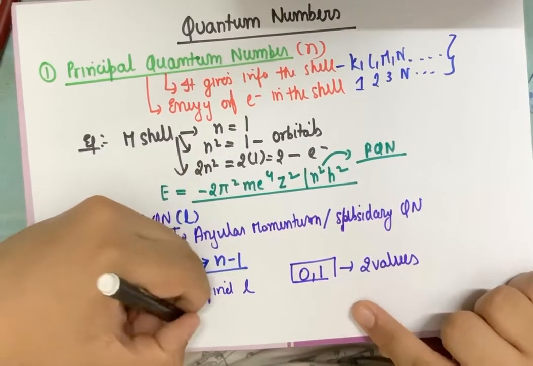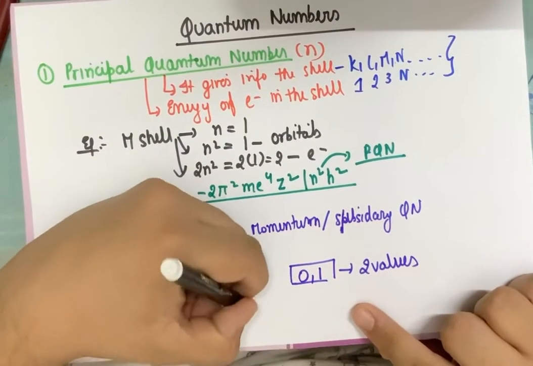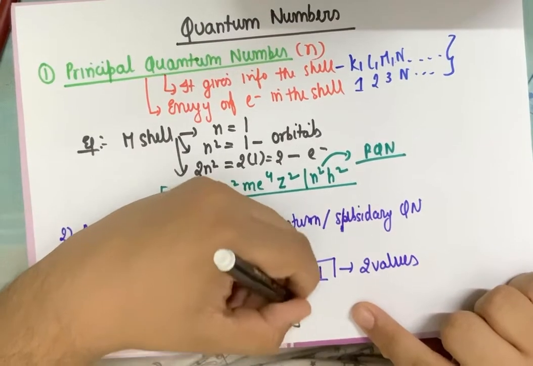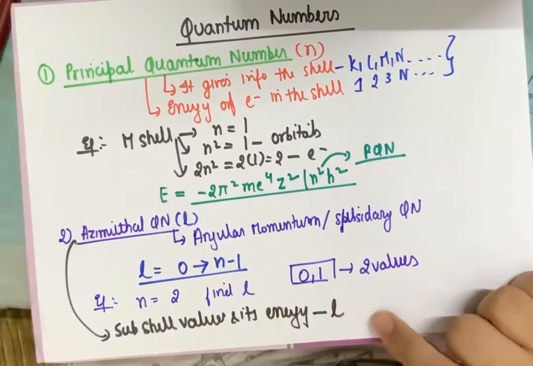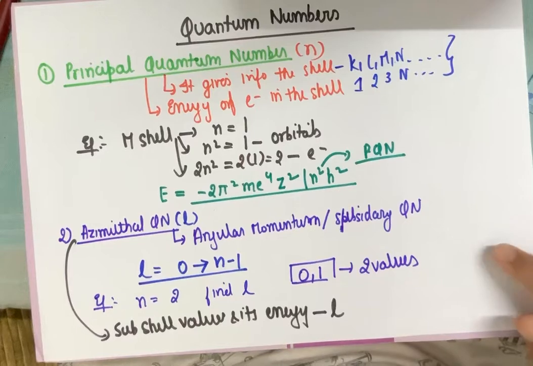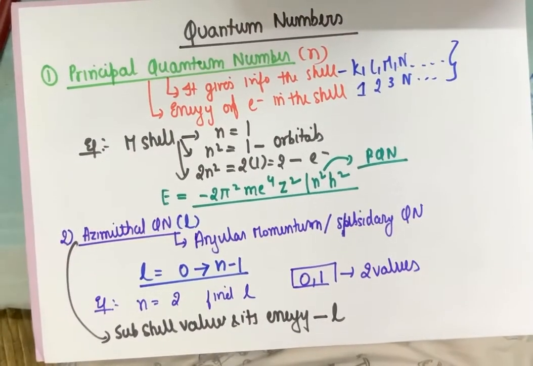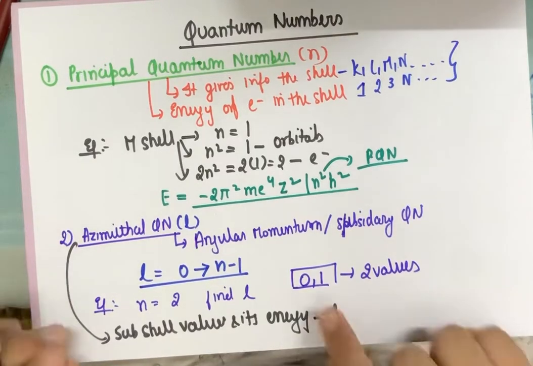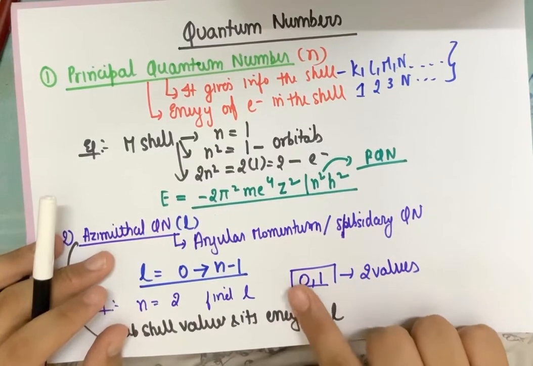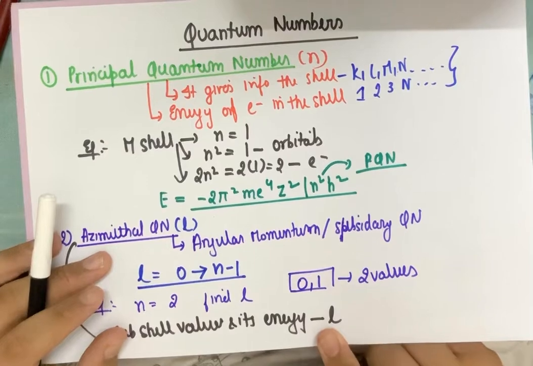The subshell value and its energy are given by the azimuthal quantum number. Hence, what we can derive is, if I have principal quantum number 2, I can have two subshells, which can be subshell 0 or subshell 1.